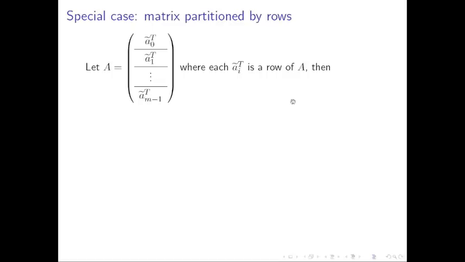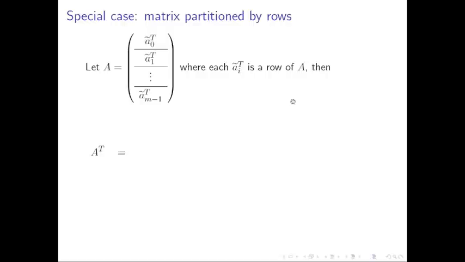Now let's look at some special cases. Partition the matrix by rows. The ith row is denoted by a tilde sub i transpose. Here the transpose is part of the label for the row, since it is a vector column that has been transposed, making it a row.